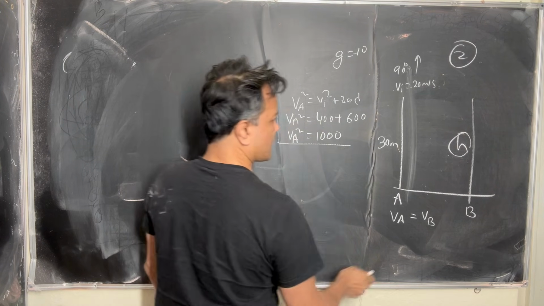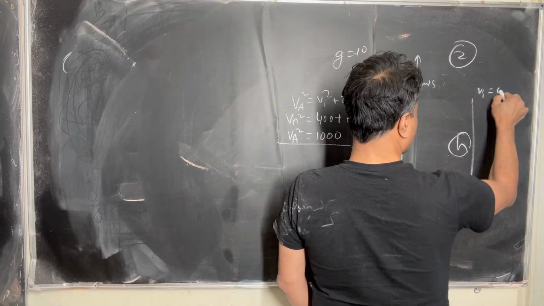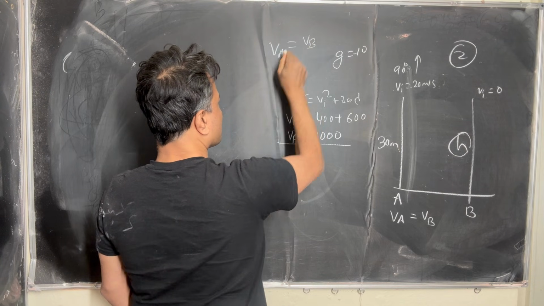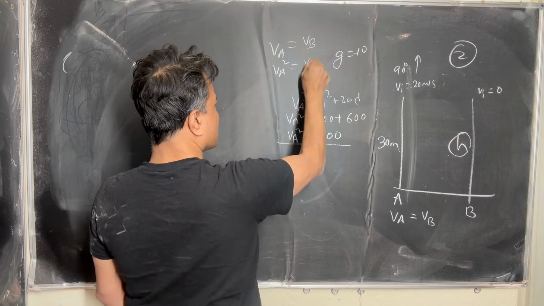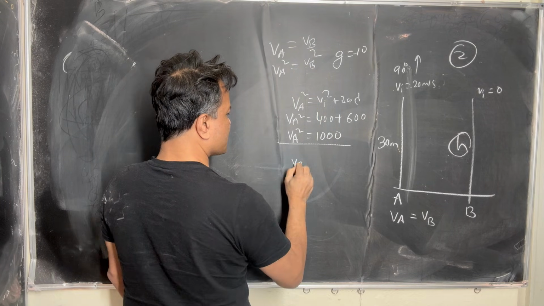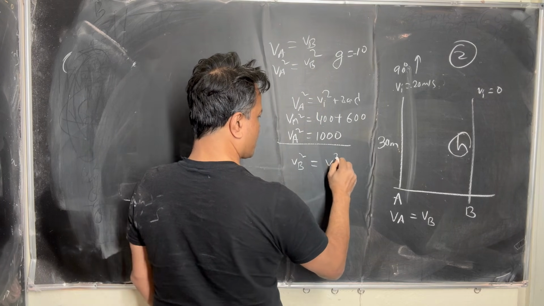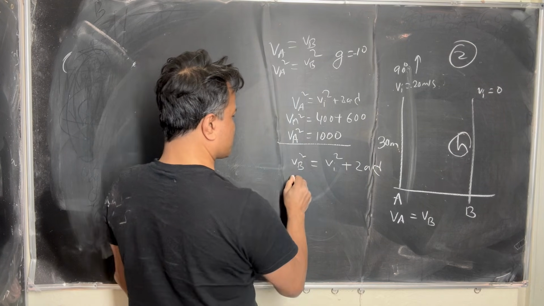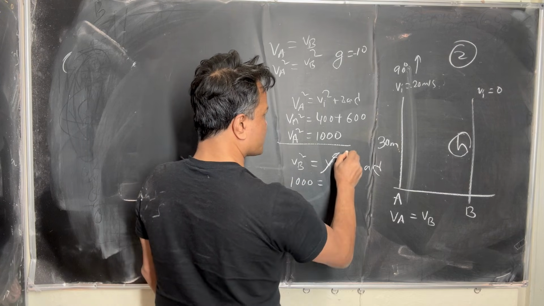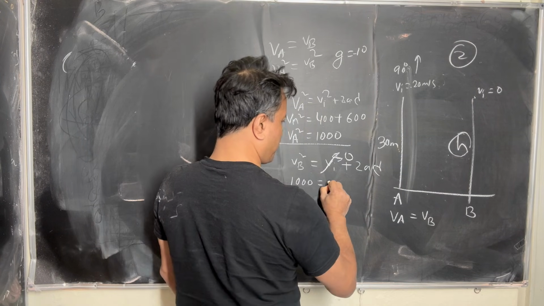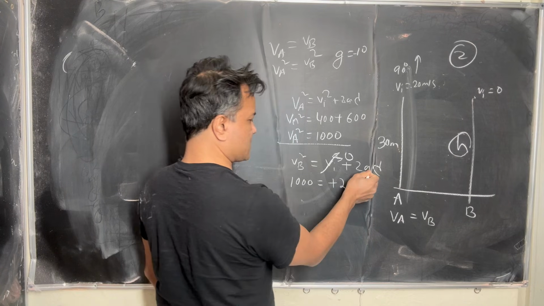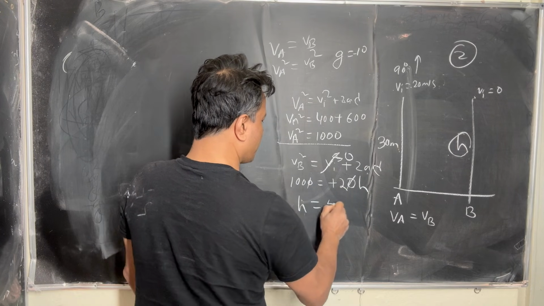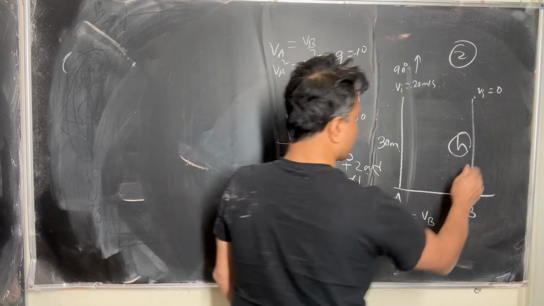Since the initial velocity is 0 because you're dropping it, and since VA is equal to VB, you are basically saying VA squared is equal to VB squared. They're the same thing. So VB squared is equal to Vi squared plus 2ad. So 1000 is equal to 0, because you're dropping it, plus 2 times negative 10, which is negative 20, H. So 20H, so H is equal to 50. So the height is 50 over here.